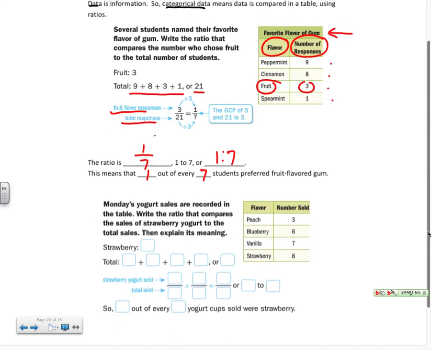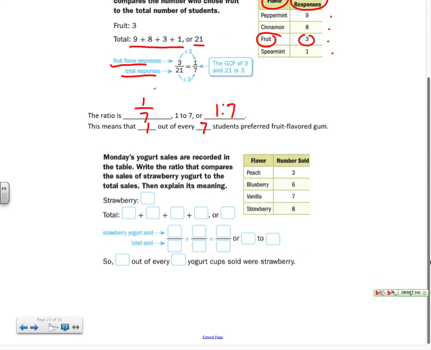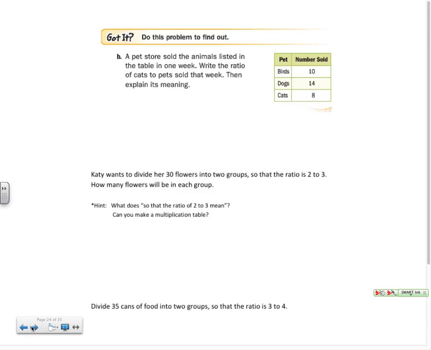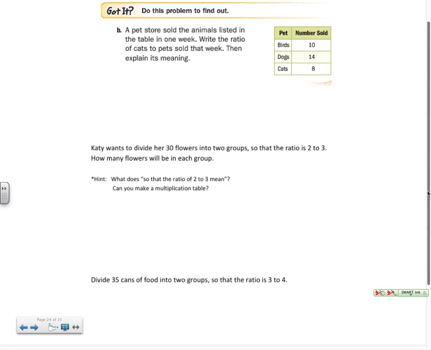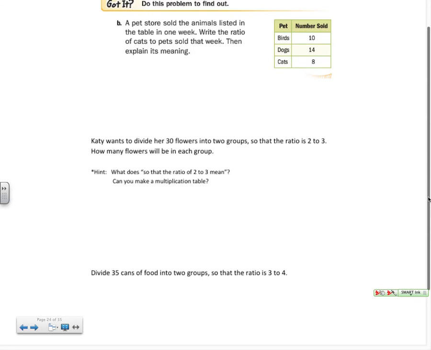Why don't you go ahead and try this next example about yogurt? And when you're done, go ahead and try the Got It problems. Listen to directions in class. These directions might change, but go ahead and give these a try as well.